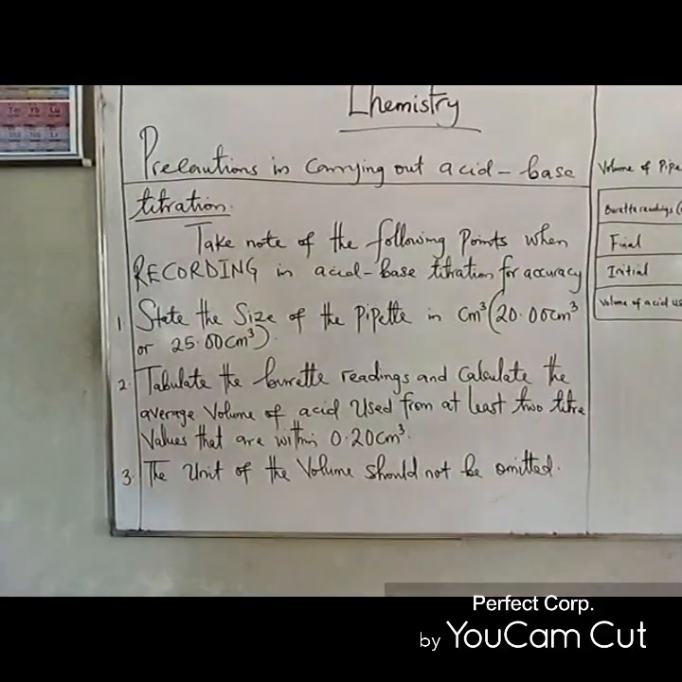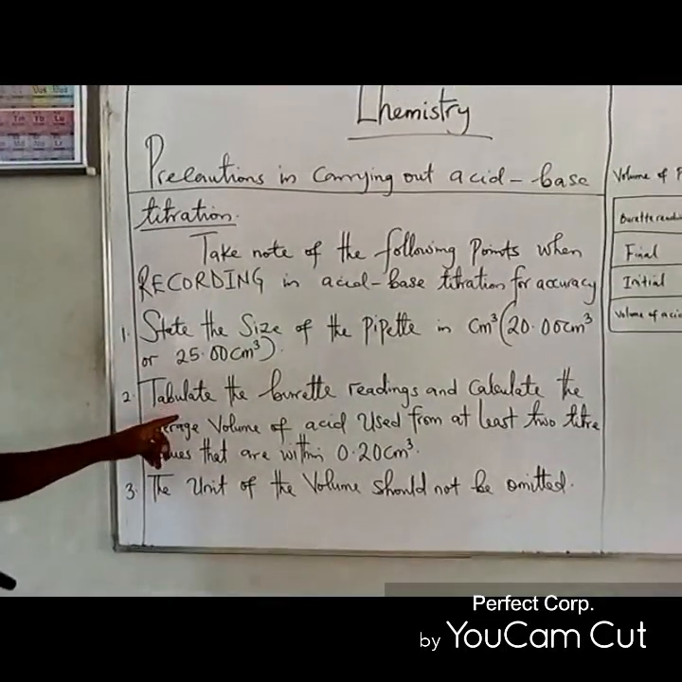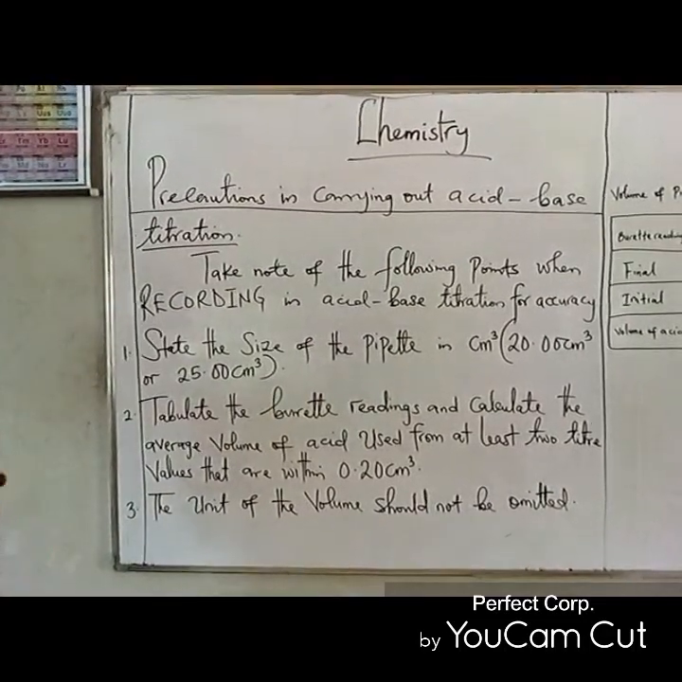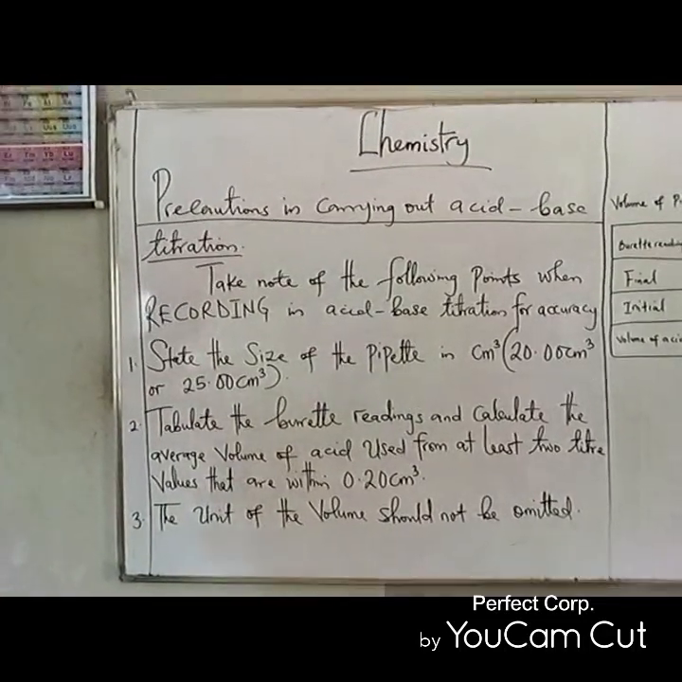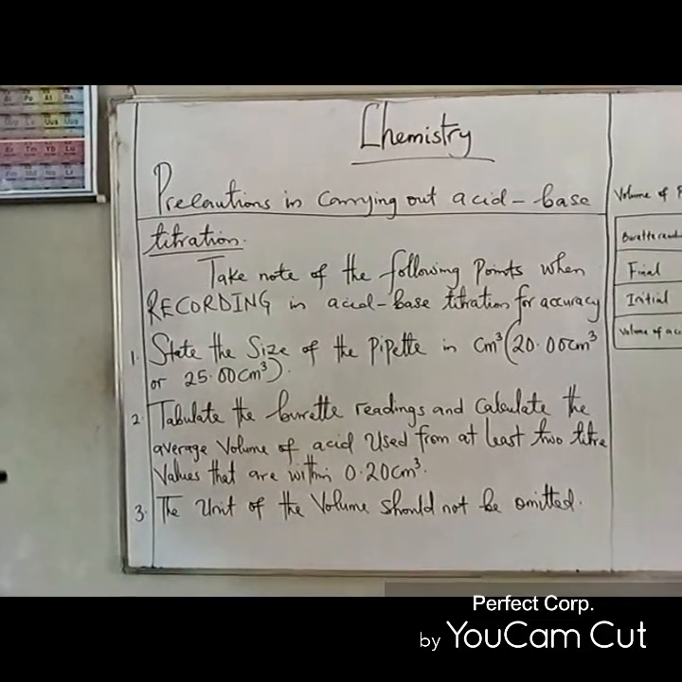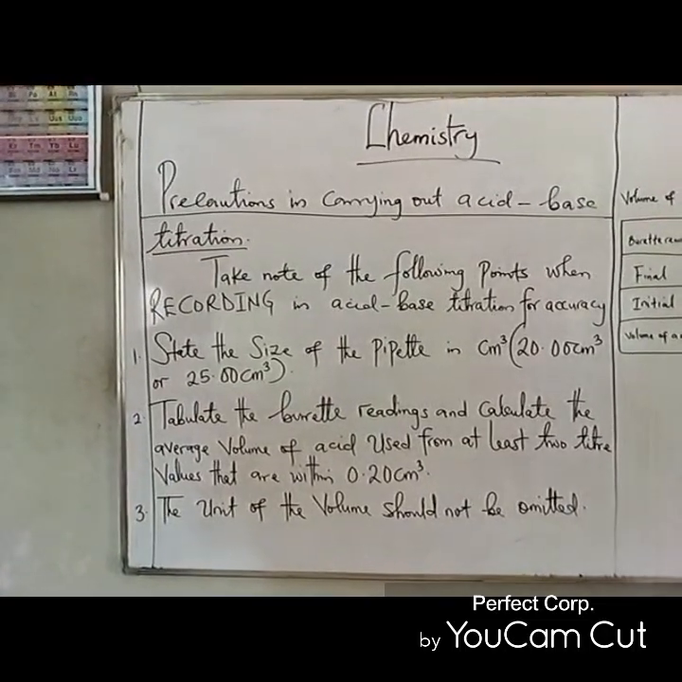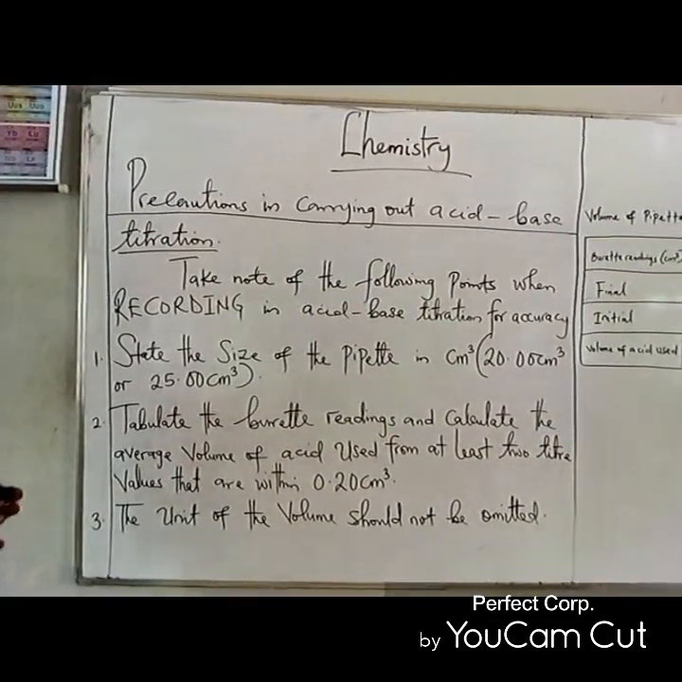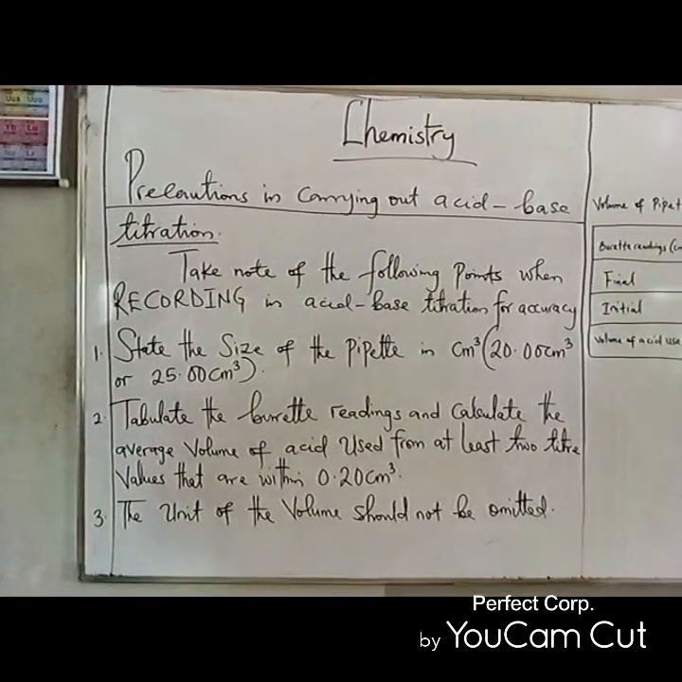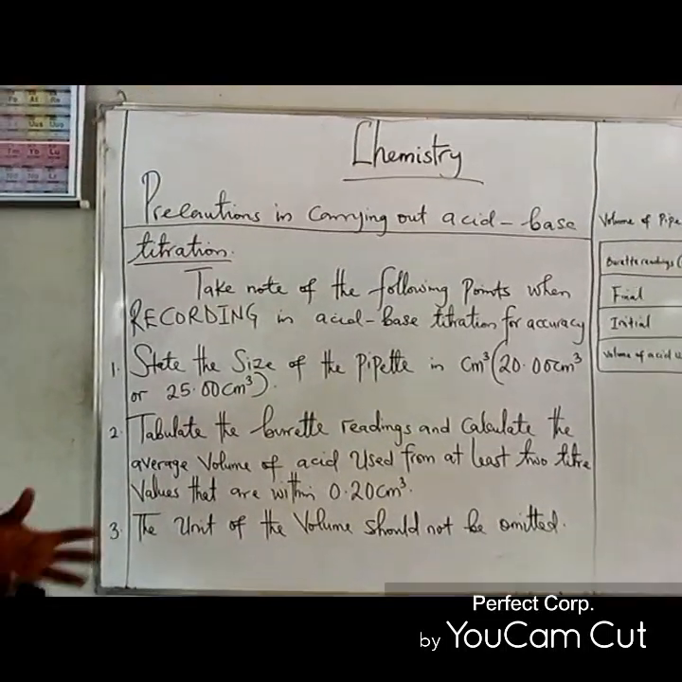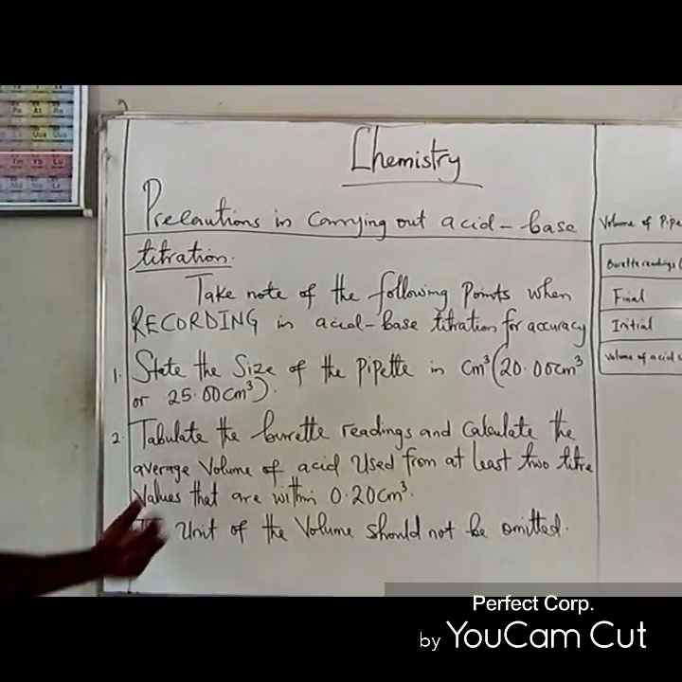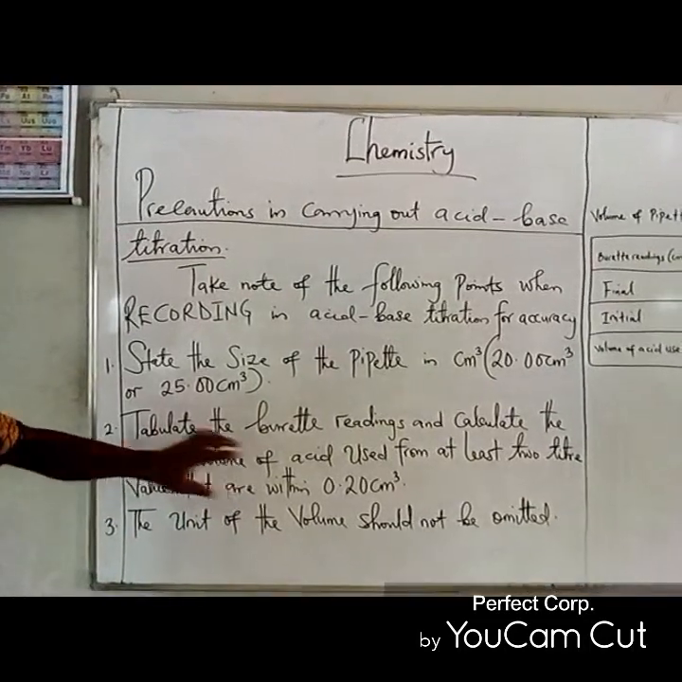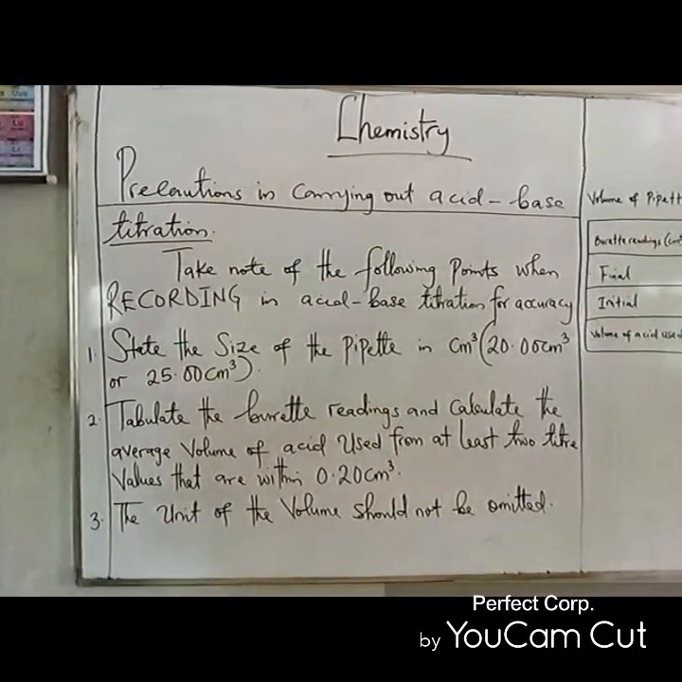And the second precaution is: tabulate the burette readings and calculate the average volume of acid used from at least 2 titer values that are within 0.20 cubic centimeter. This is another area that we need to explain extensively, because we equally notice that some chemistry students ordinarily default in this area. Now let me quickly explain this second precaution.